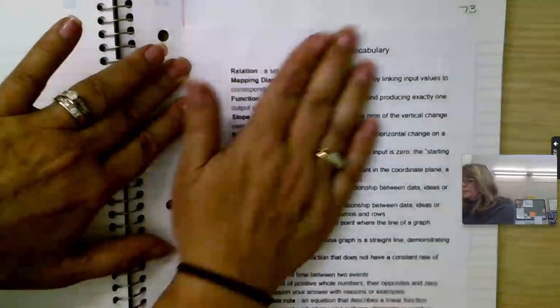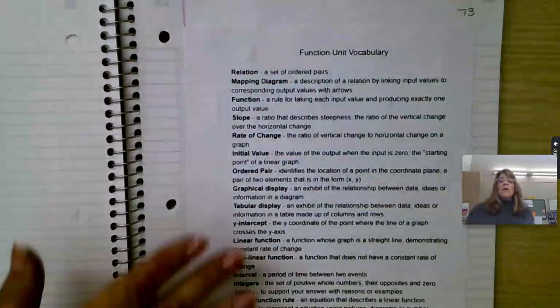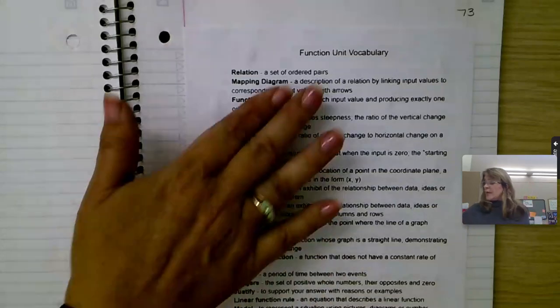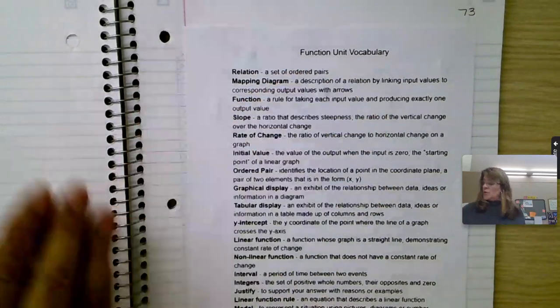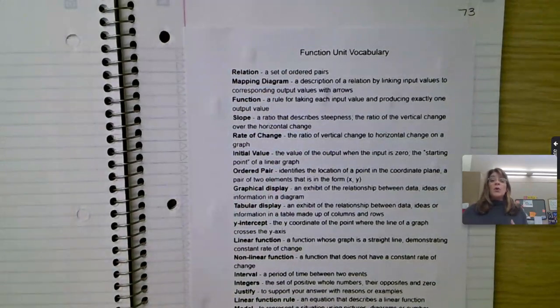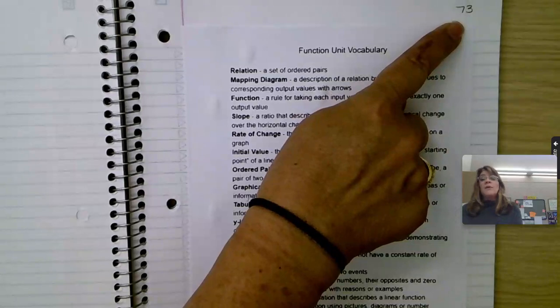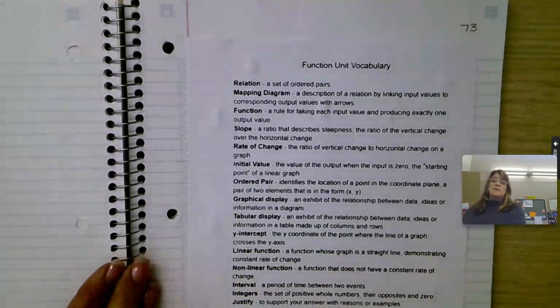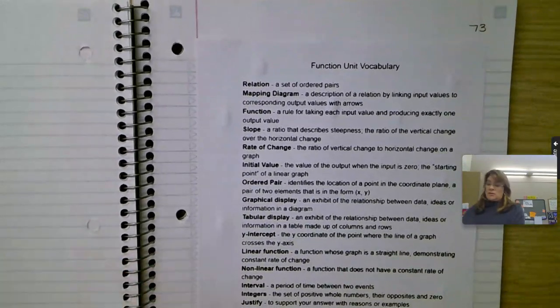So the first, as it usually is with any unit, the first page is vocabulary. So this is our function unit vocabulary, and this is going to be the first page of your new notebook setup. Notice I'm on page 73 in my notebook. You might be on a different page. You might have used pages for more examples or things like that. Also notice that the left page is blank and I use the right, okay? And that's how we set up our notebooks.